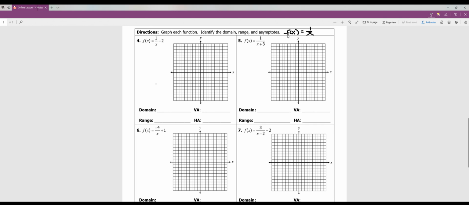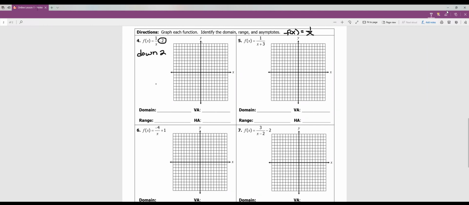So let's take a look at problem number 4 here. My first step is I want to identify my transformations. The only thing that's different about this function is this -2 on the outside. Because it's on the outside, that means it's a vertical shift. Because it's negative, that means we're going to go down 2 units. So my graph is going to look exactly the same. It's just going to be shifted down 2 units.